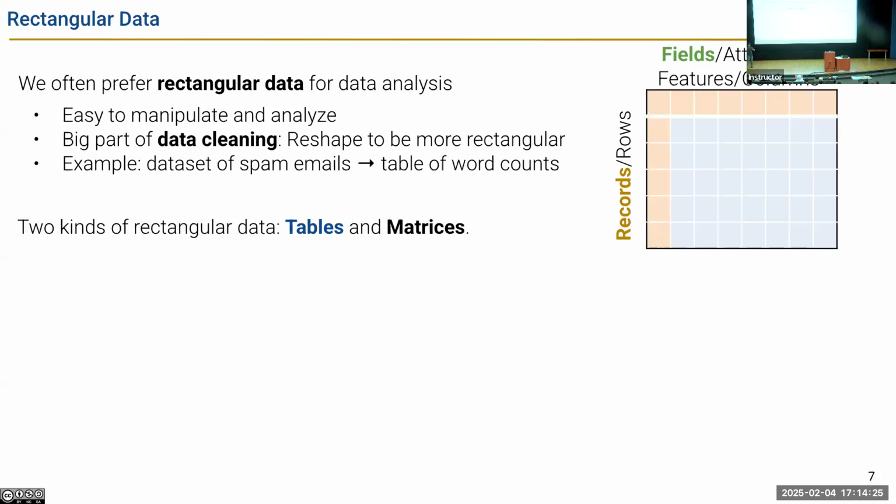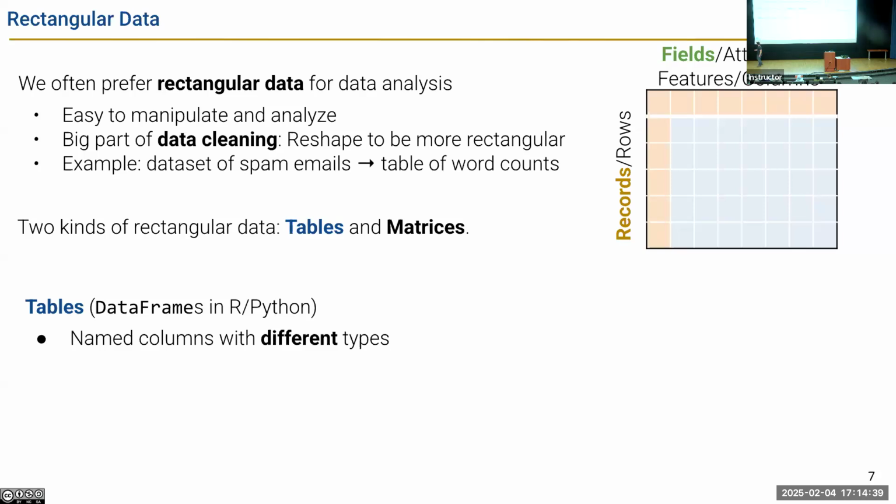Two kinds of rectangular data to know about, one of which we'll work with more in this class. Tables and matrices. This is a nice distinction to understand. Tables, these are things like data frames. They're also called data frames in R, which I typically use more in my own research. What is a table? What is a data frame? You have these named columns. They're labeled.